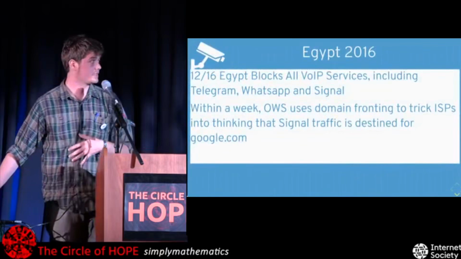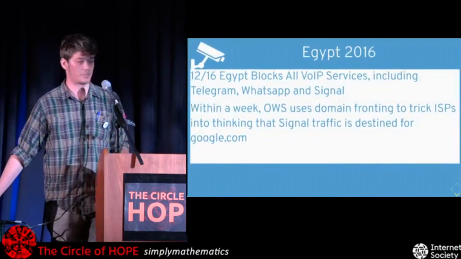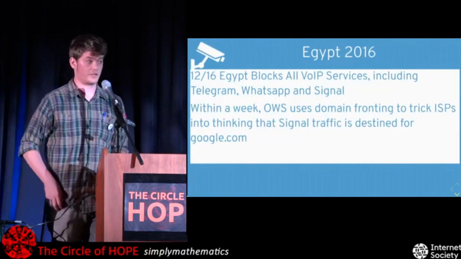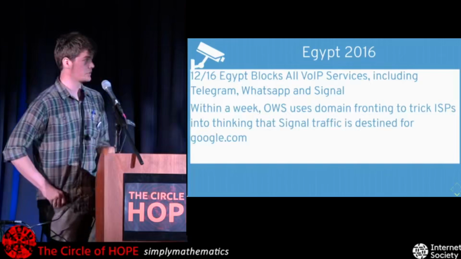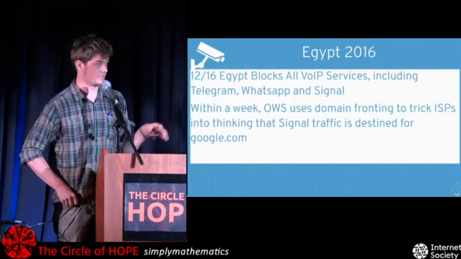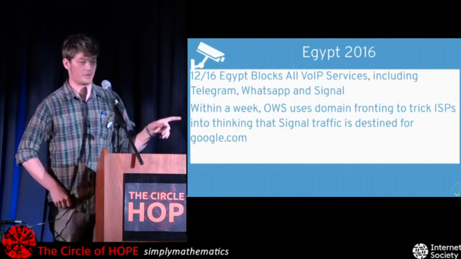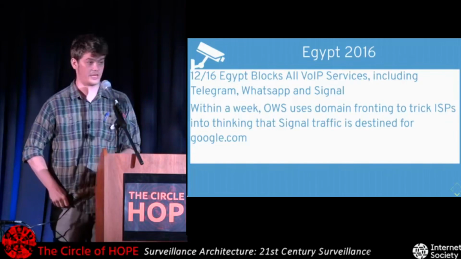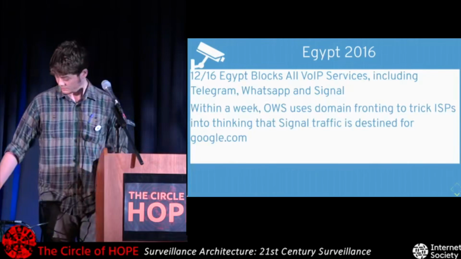And so in 2016, Egypt blocked all VoIP services, fueling another round of protest against the new regime. And within a week, Open Whisper Systems used domain fronting to get Signal back online in Egypt.